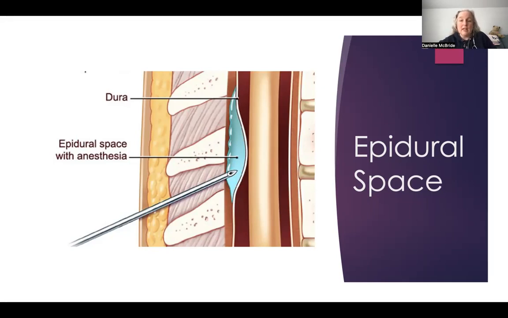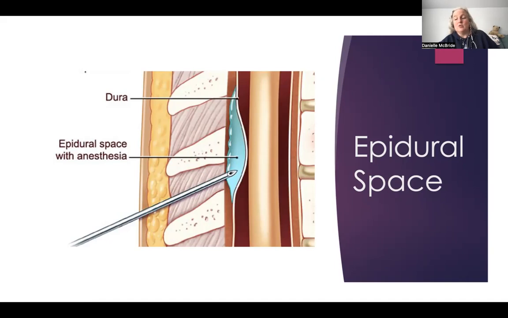Now, if this is placed properly, it will not interrupt the dura. Therefore, there's not a risk of a spinal headache. However, it is possible for the needle, as they're placing it, to nick the dura. And so if that happens and cerebrospinal fluid starts to leak, then that's when a patient could get a spinal headache. And we're not seeing a spinal headache on labor and delivery. We're seeing this tomorrow on postpartum.